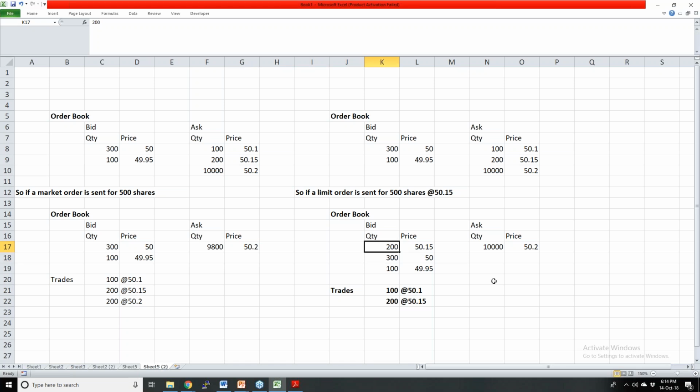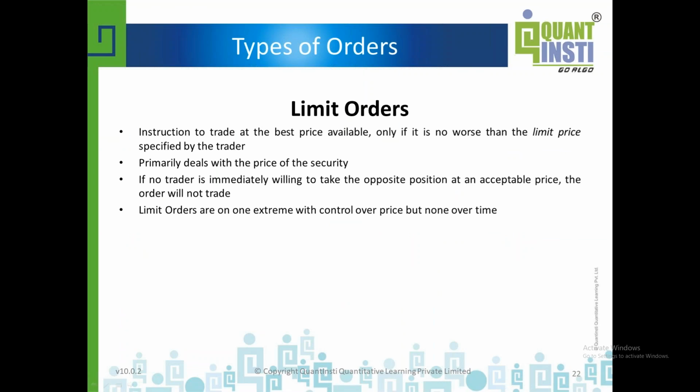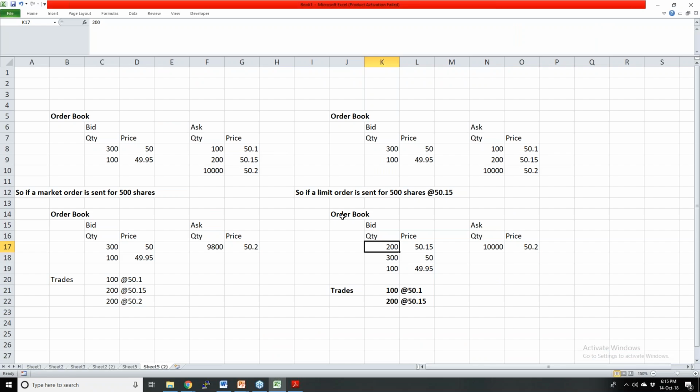The balance 200 will not trade and it will get reflected in the order book, right? So limit orders have control over price. They don't have control over execution, right? They might get executed, they might not get executed. So limit orders are placed in a file called limit order book. What we are seeing here is a limit order book. These people have told us the price and the quantity, and these are their limit orders, right?